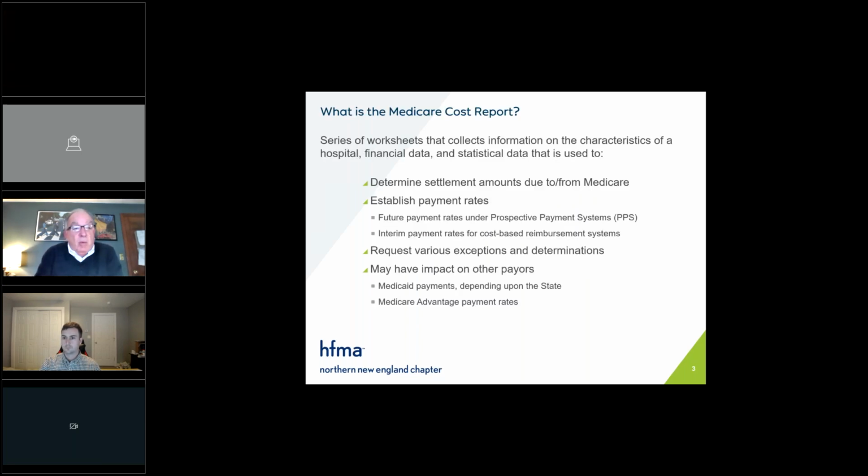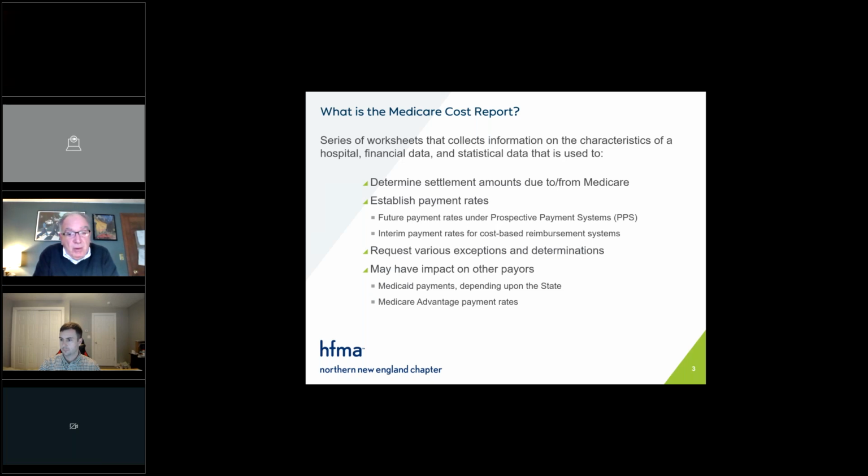Okay, so again, what is the Medicare cost report? It's a series of forms that collect descriptive, financial, and statistical data to determine whether or not you owe Medicare or Medicare owes you at the end of a fiscal year. It also will establish payment rates.